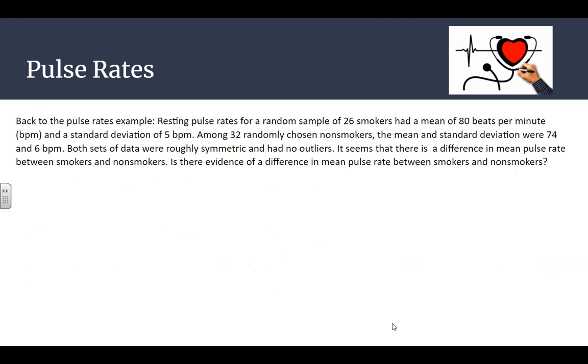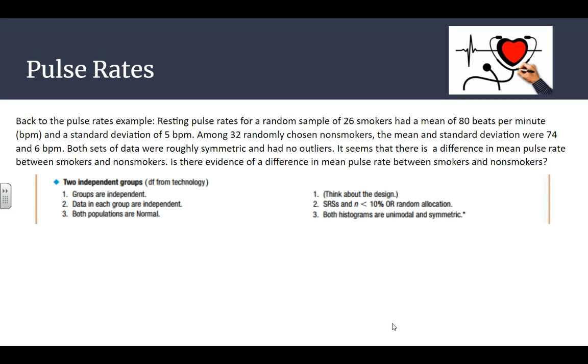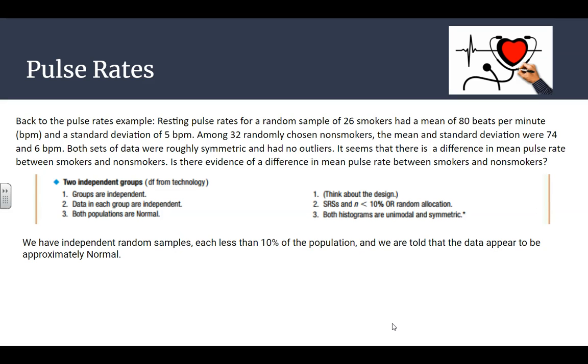So back to that pulse rates example where we had the smokers and the non-smokers and talked about their difference in their beats per minute, their resting pulse. So it seems there is a difference. Is there evidence of a difference in the mean pulse rate, though, between smokers and non-smokers? Our conditions are the same as yesterday. We have independent random samples, each is less than 10%, and we are told that the data appear to be approximately normal. Yay, we can proceed to perform a two-sample t-test.